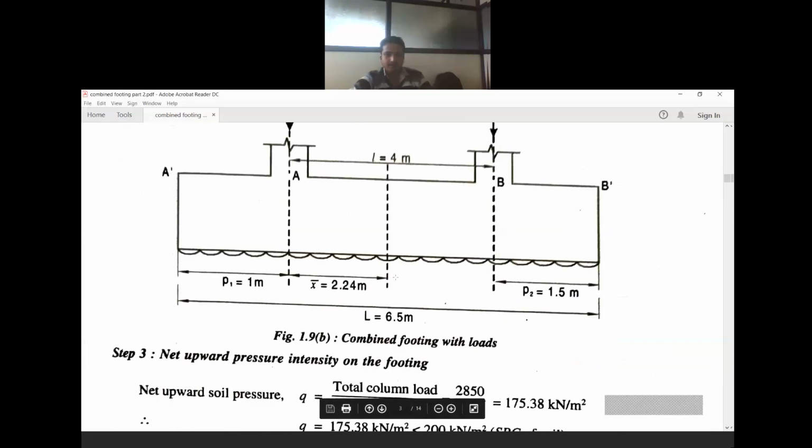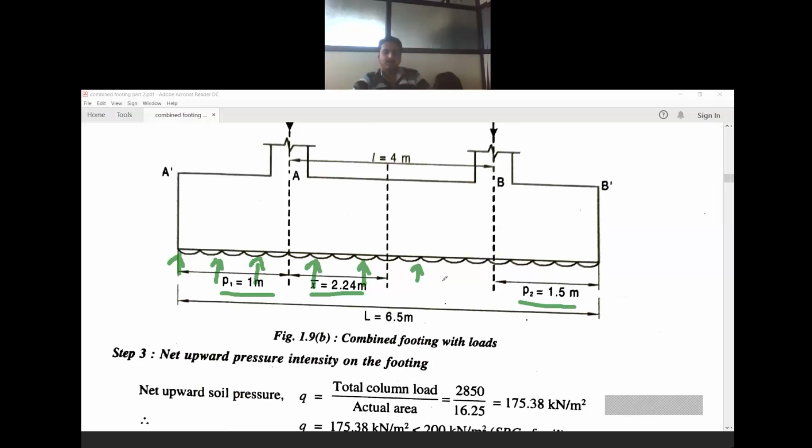So the projection lengths we have just calculated. Now observe this diagram. X value is 2.24 meter, projection length 1 is 1 meter, projection length 2 is 1.5 meter. So we have decided the positions of columns in the foundation. So foundation dimension we have just calculated. After this, as we did in the first problem also, we have to calculate the net upward pressure, the load which is acting upward.